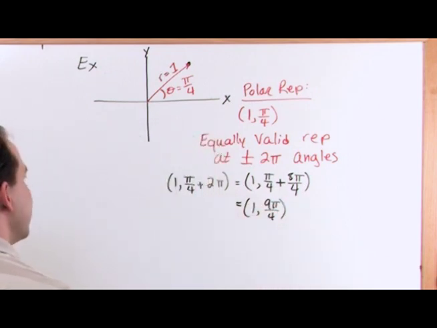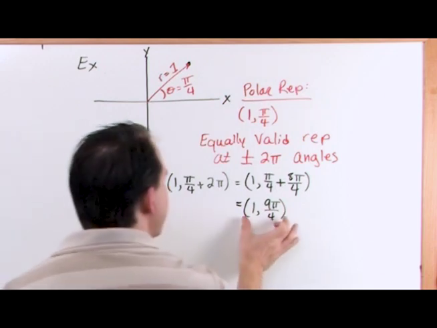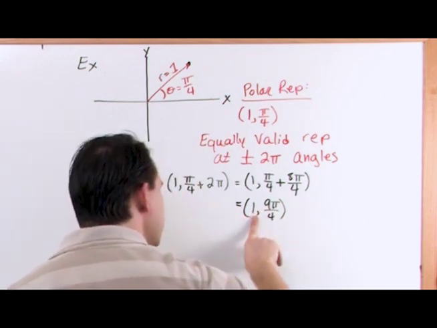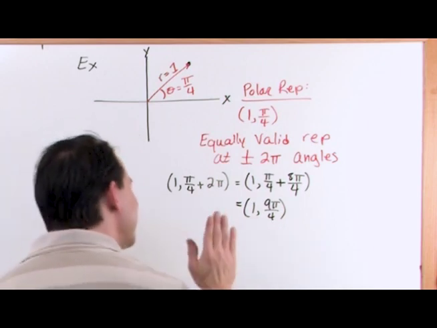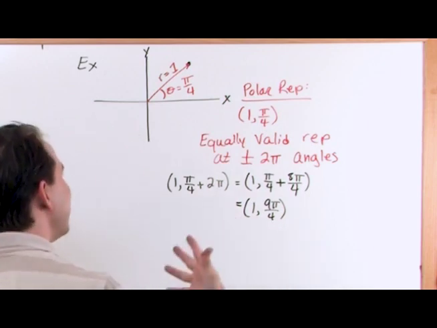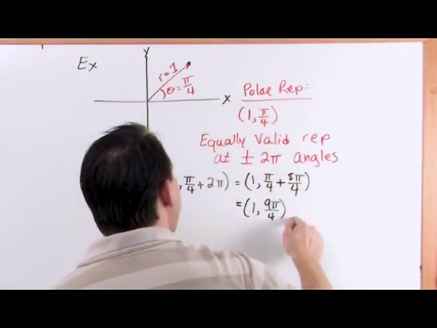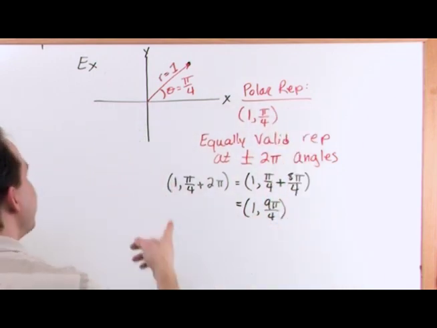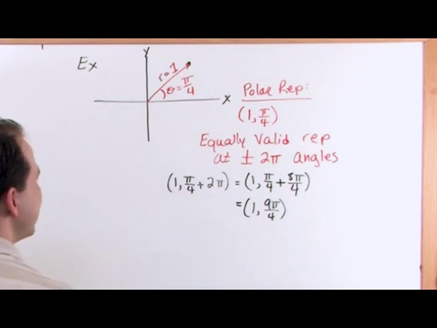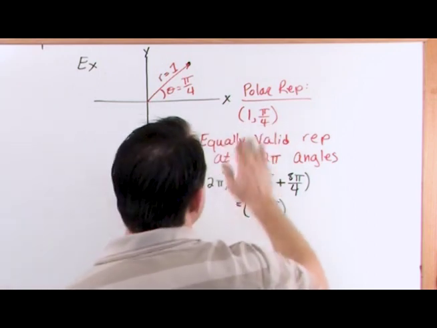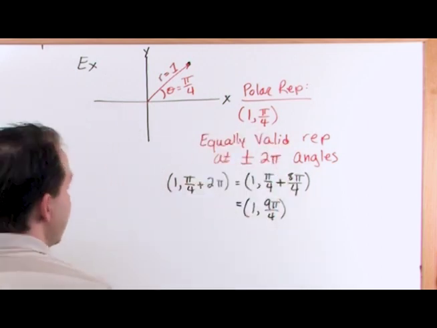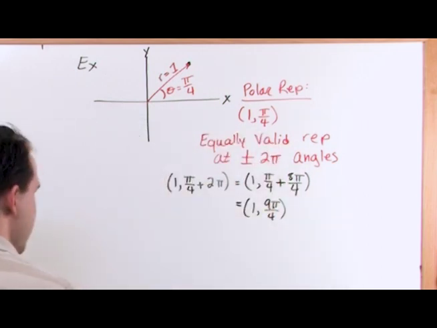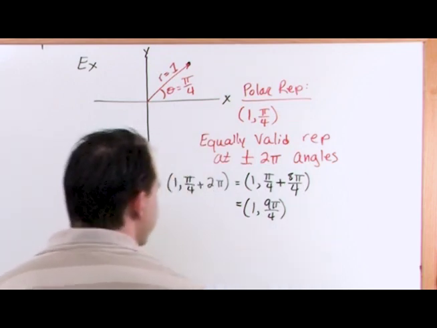So what am I trying to say here? I'm trying to say that this polar representation, which is a radius of 1 and 9 pi over 4 radians, is exactly the same point as this one. The angles look different, but the only difference is that I've gone an entire circle around again. So it's really exactly the same thing. Any polar representation you have, you can always add or subtract 2 pi. In fact, you can add or subtract increments of 2 pi, and you'll get a different looking answer, but it'll represent the same point.